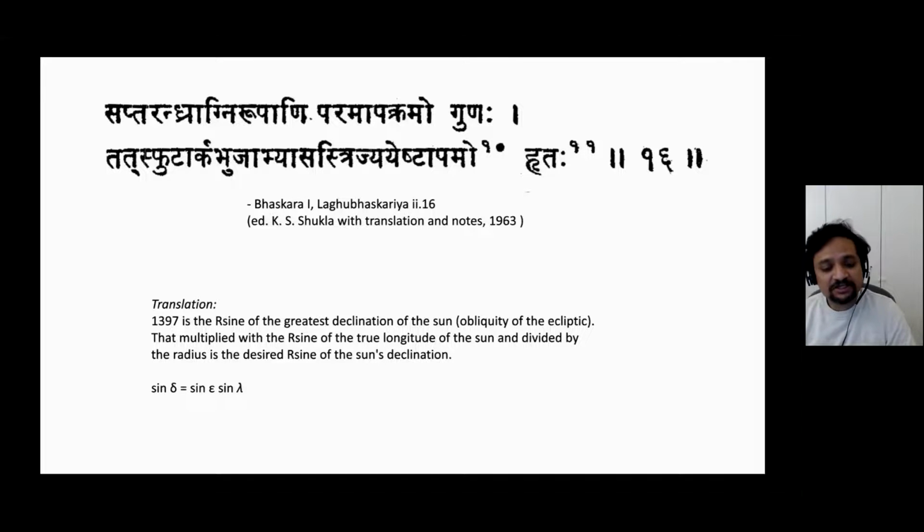So, in this translation, there are certain conventions used in Hindu astronomy and trigonometry, which have to be kept in mind to understand this verse, and which we will look into as we go along. But here it just suffices to say that this translation in modern mathematical notation would be expressed as this formula: sine delta is equal to sine epsilon times sine lambda. So delta in this case is the declination of the sun, epsilon is the obliquity of the ecliptic, and lambda is the longitude. I mean, delta, lambda, they are both parts of celestial coordinate systems, which we will look into later.